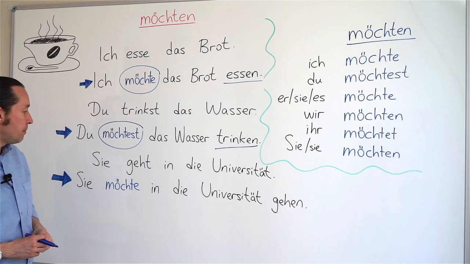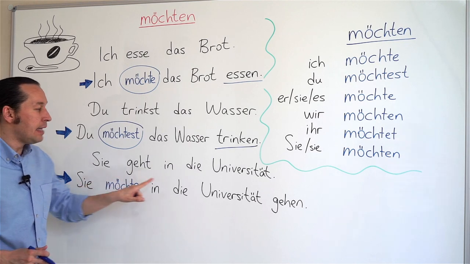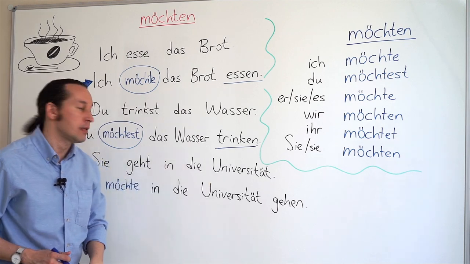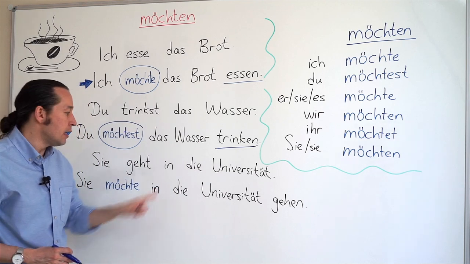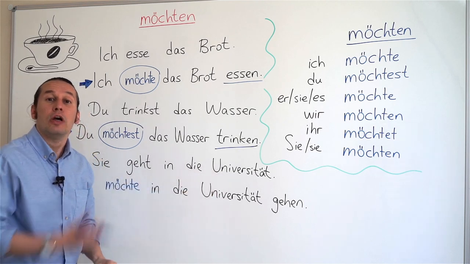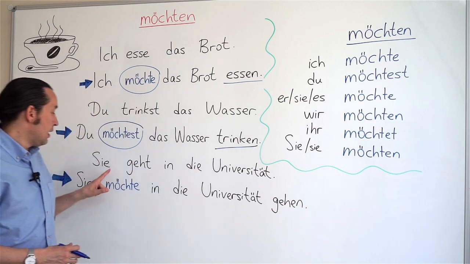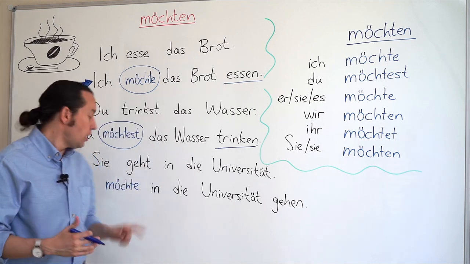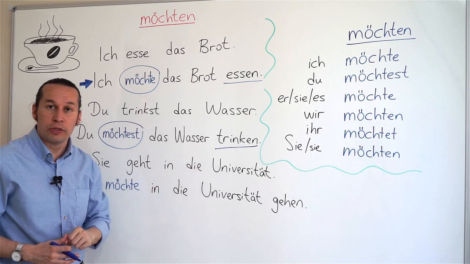In the next example, we have sie geht in die Universität. I think that this is obvious, right? In die Universität stands for to the university. Gehen stands for going. She goes to the university.